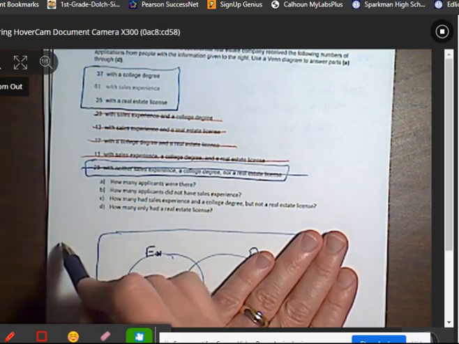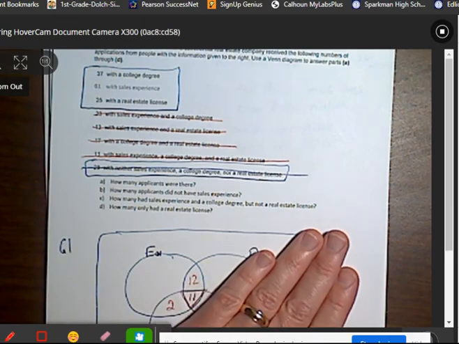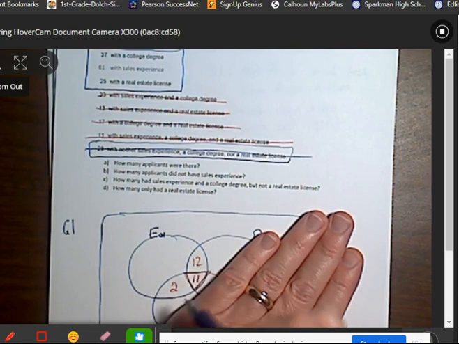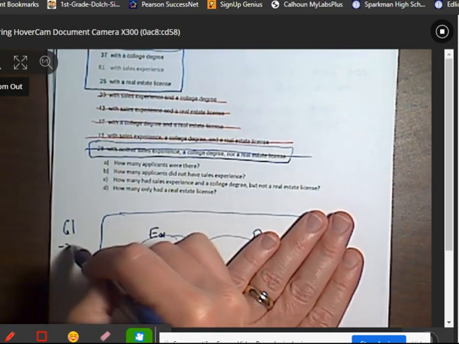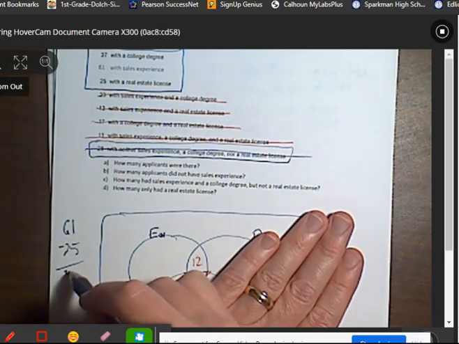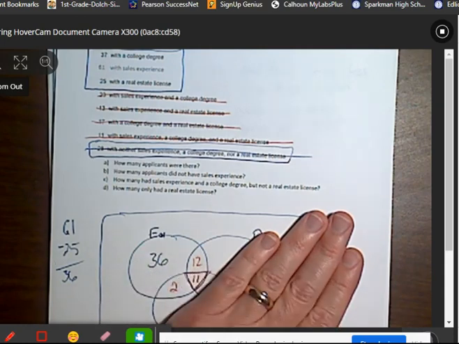Well, if there were 61 people that had the experience, we've got the 12, the 11, and the 2 that had all those things in common. So just add up these 3 parts right here, that's the overlaps with the other circles. So that's 23, 24, 25. Take out those 25 people that had overlaps with other things. That's going to tell you now that there's 36 people that had just experience without anything else.